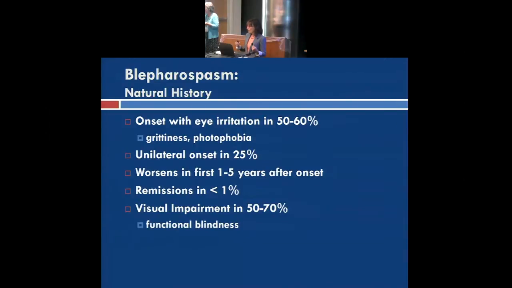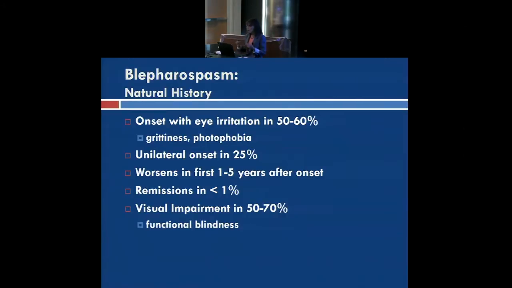We estimate that the permanent remission rate is probably less than 1%. The problem with blepharospasm, of course, is the disability that it causes, the visual impairment in particular. It affects about 50 to 70% of people, and in some people, the eye closure is such that they are functionally blind. So despite the fact that the eyes are working well, and the visual cortex is working well, the eyelid closure prevents people from doing the things that they need to do, such as drive, go to a movie, go to work. So it can be very functionally impairing.